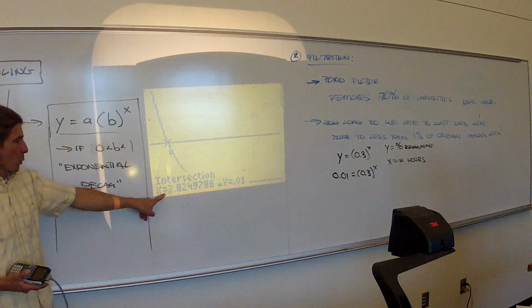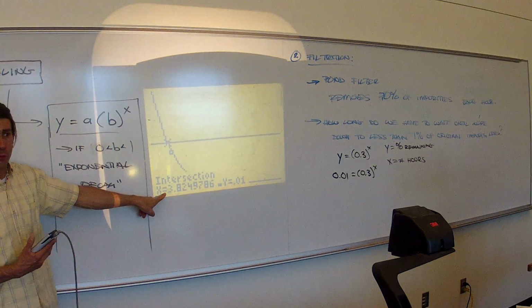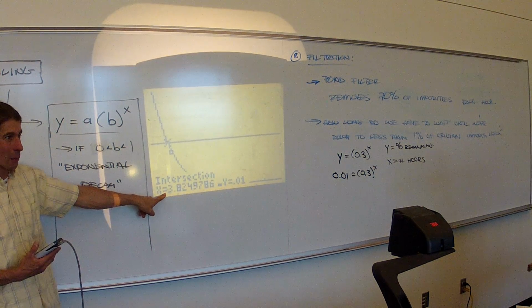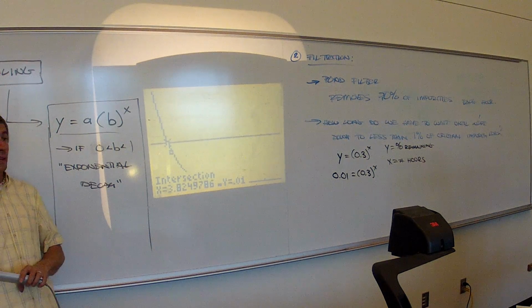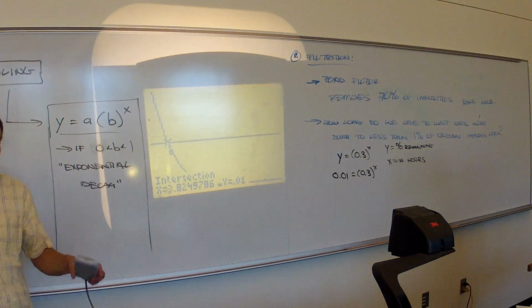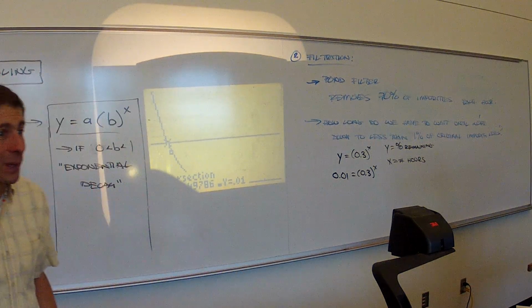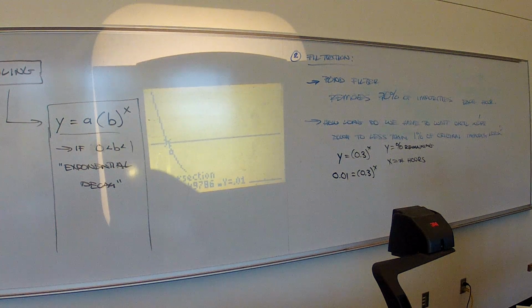Boom! We have to wait roughly 4 hours. 4 hours will do it. That'll get us down to 1%. Now, it's 3.8, but that gets us right to 1%. Round up to 4. Make it simple. 4 hours will get you down to 1%. There you go. Does that make sense?